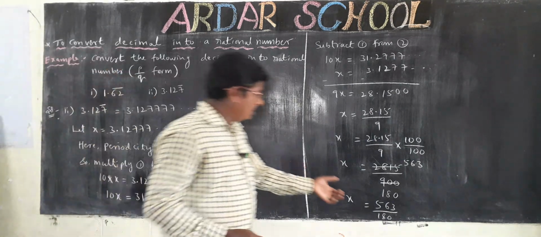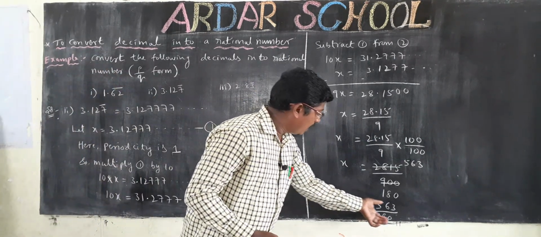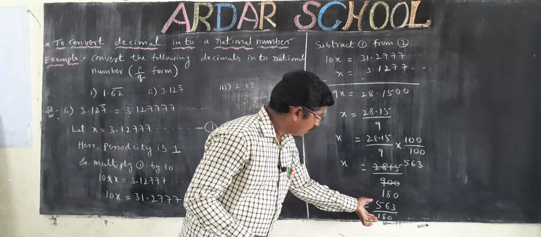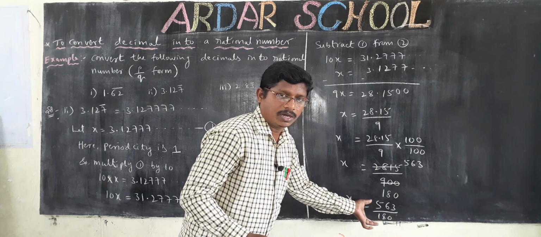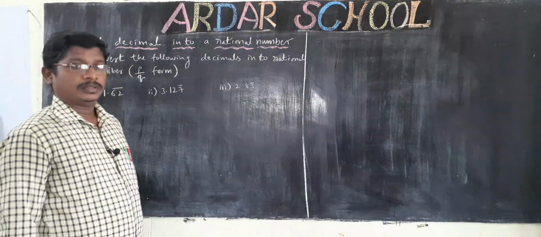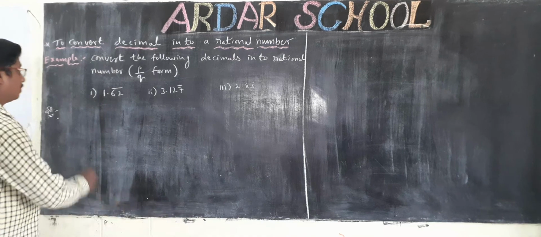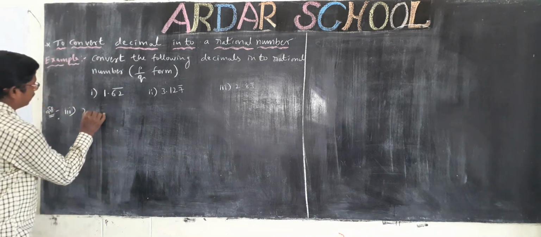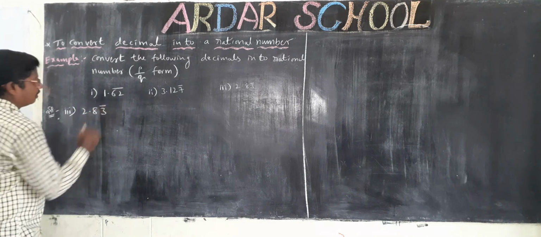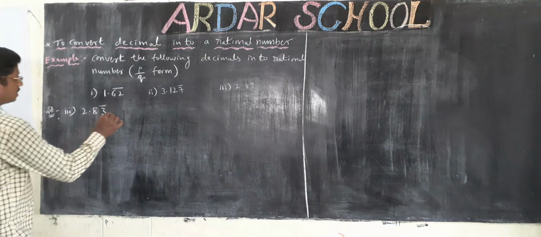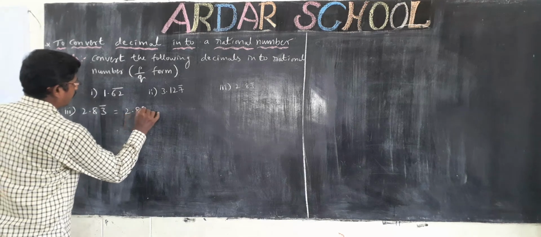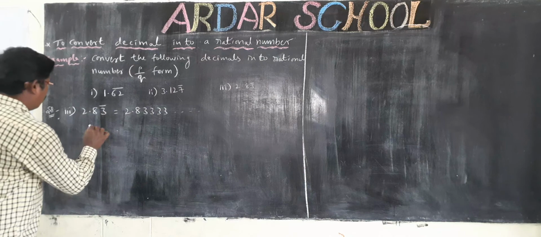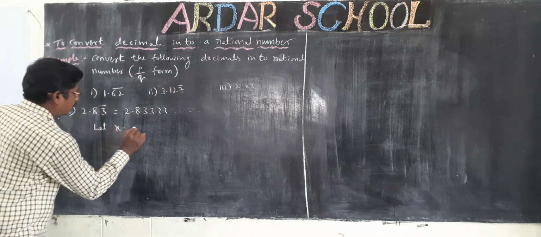The decimal 3.127 bar can be represented as 563 by 180. This is in the form of p by q. That's why this is a rational number. Let us go to the third sum. The third one is 2.83 bar. This can be written as 2.83333 and so on.